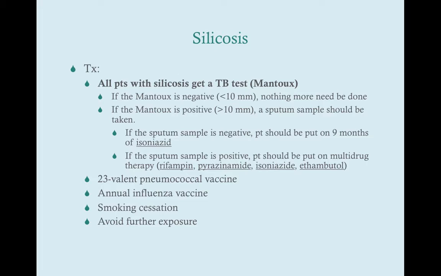Any patient with chronic lung disease should be getting their lung vaccinations. So those include the 23-valent pneumococcal vaccine and the annual influenza vaccine. Of course, smoking cessation is always helpful in any chronic lung disease, and avoiding further exposure is useful as well.